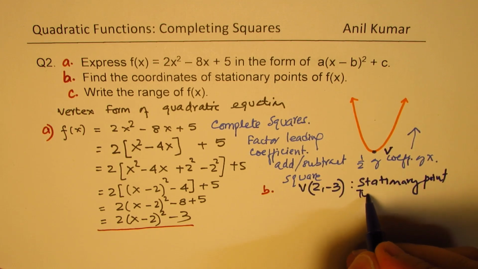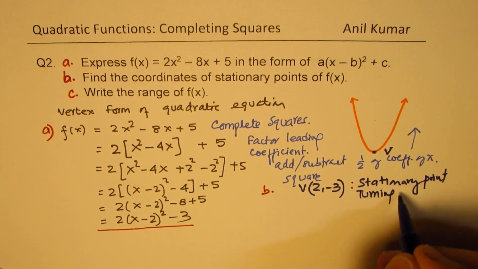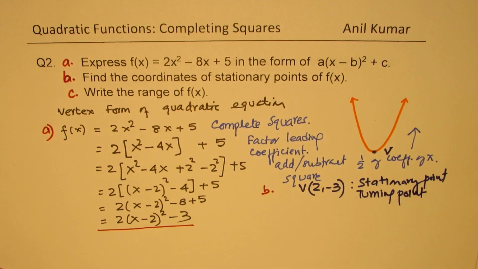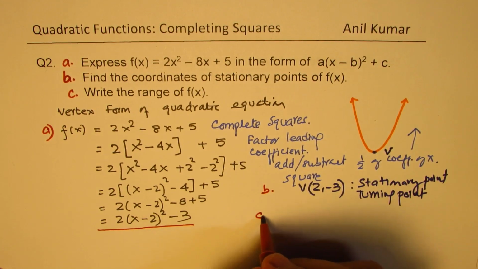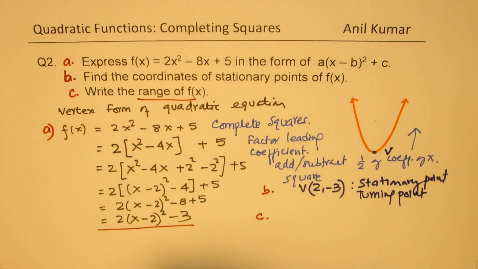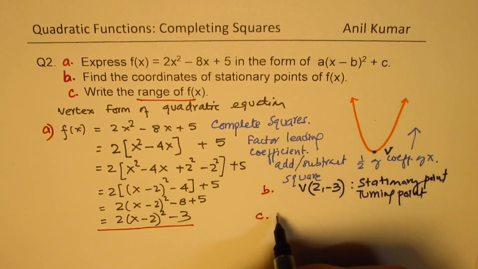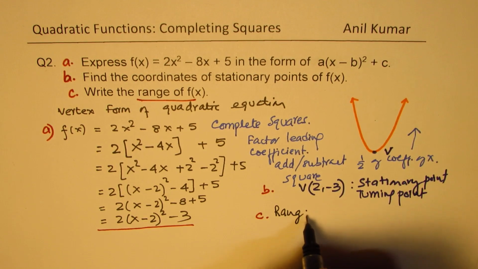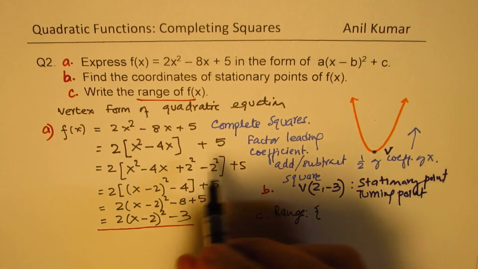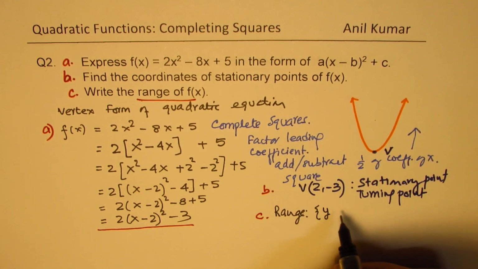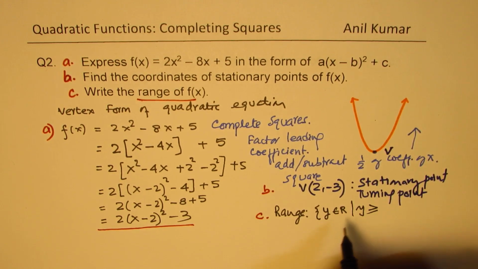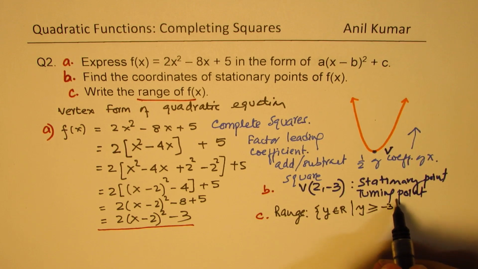Or the turning point. Is it okay? Okay, now part C. What is the range of this? So the range is, as it opens upwards, the y value, or f of x, belongs to all real numbers where y is greater than or equal to the minimum, which is minus 3.